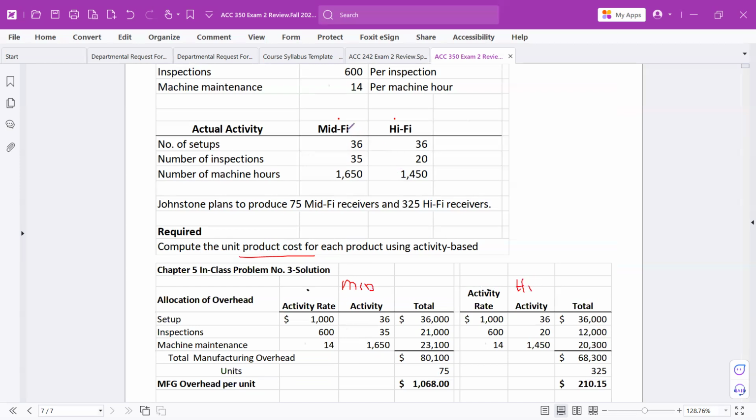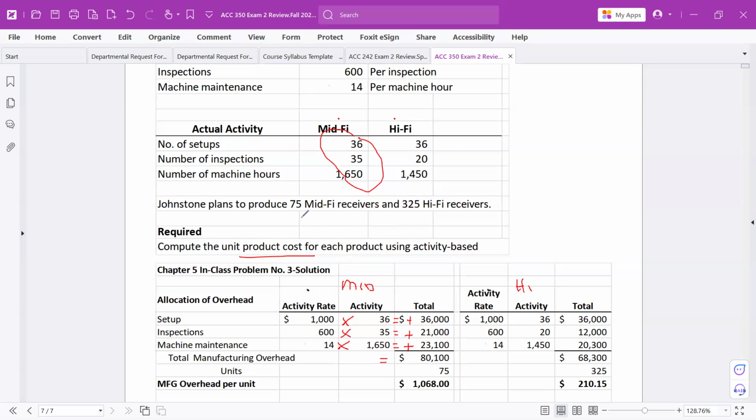So we can trace all of this activity, right? 36, 35, 1650, multiply times the rate. The rate times the activity is going to give us the allocation of that overhead using activity-based costing. So we've assigned the overhead 3 times, using the 3 rates times the activity we can trace to this product. That's our overhead. Add them all up, right? This plus this plus this gives us the total manufacturing overhead that we've assigned to this product.